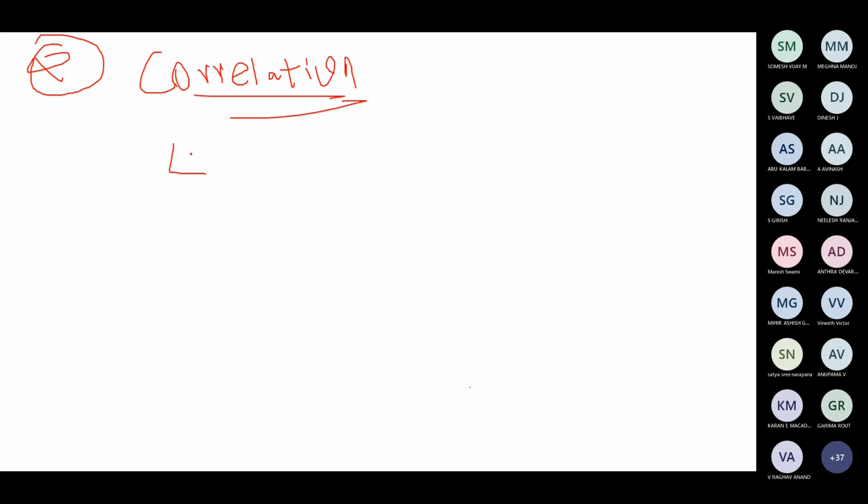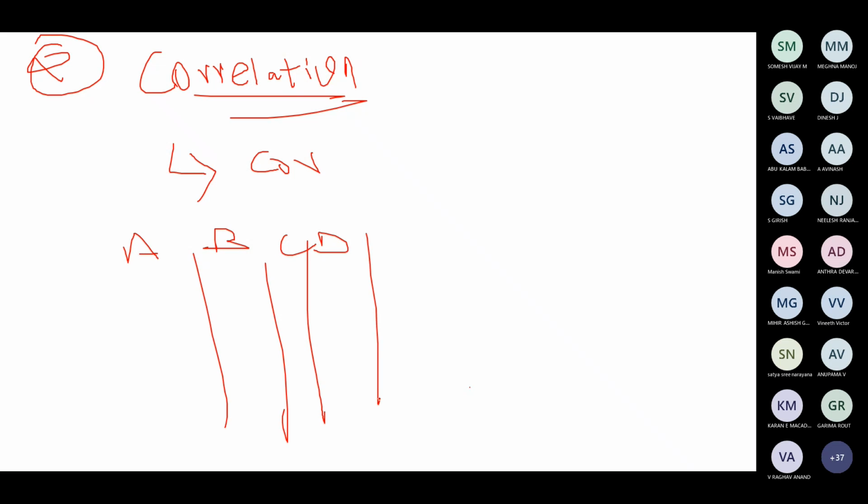We remove the features which are highly correlated. Now, please understand, students, you have A, B, C, D, and say, for example, you have a target variable. If A is highly correlated with the target variable, it means it is very good. We should not remove that.